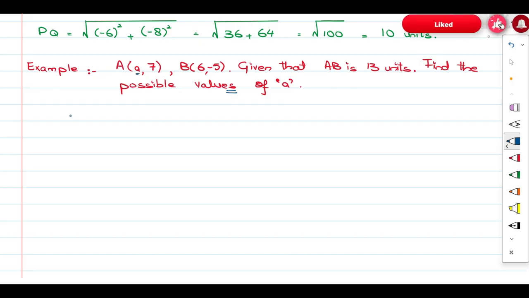Now we all know that the distance between the points AB is the square root of (x1 minus x2) whole square plus (y1 minus y2) whole square.